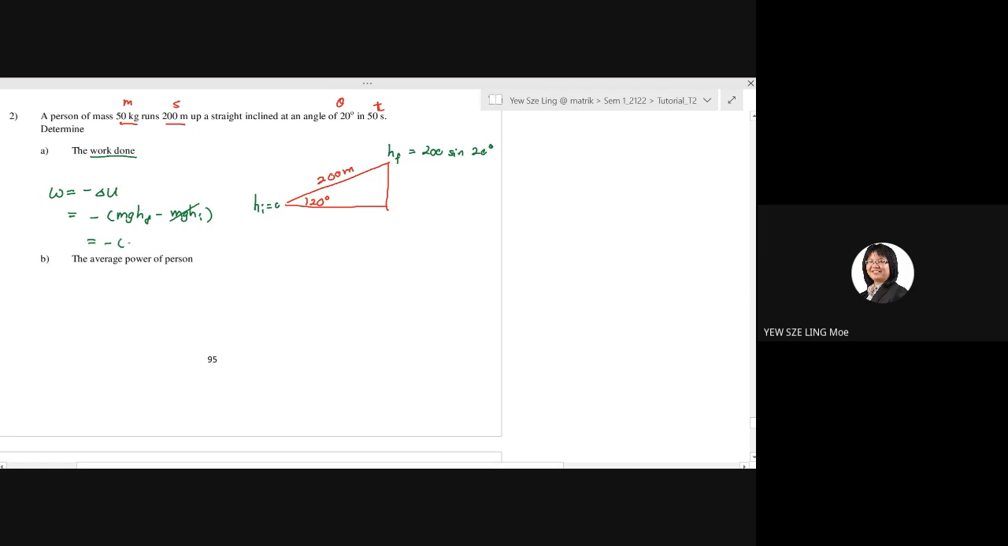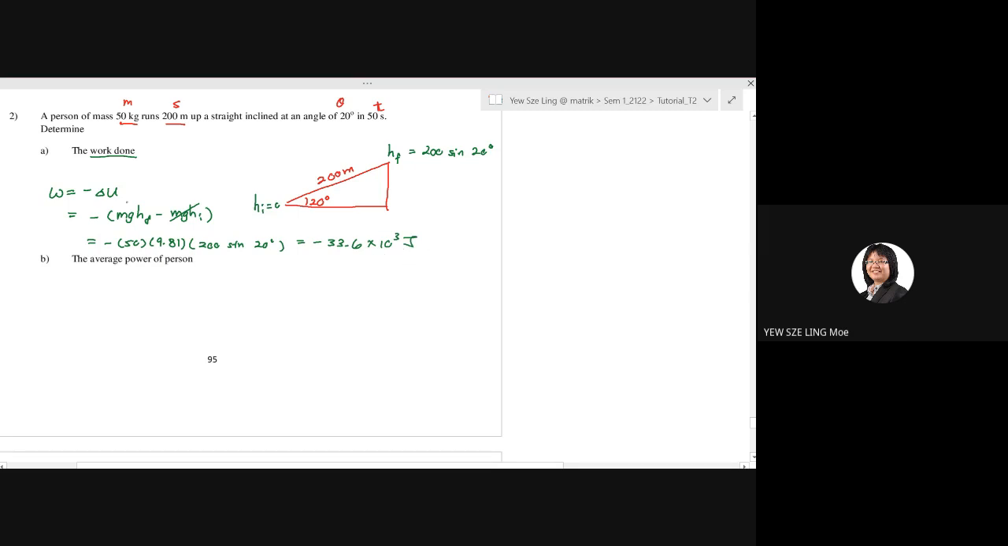And then you substitute everything into the equation. Negative, the mass is 50 kg, 9.81, and then h equals 200 sine 20 degrees. Okay, the final answer is negative 33.6 times 10 to the power of 3 joule. So that is the answer.